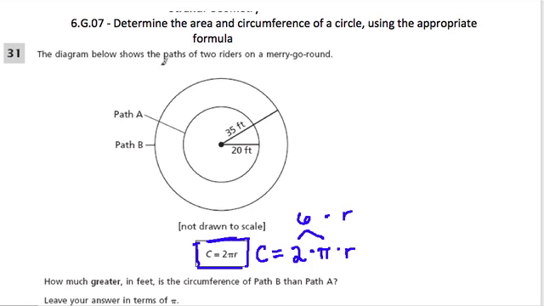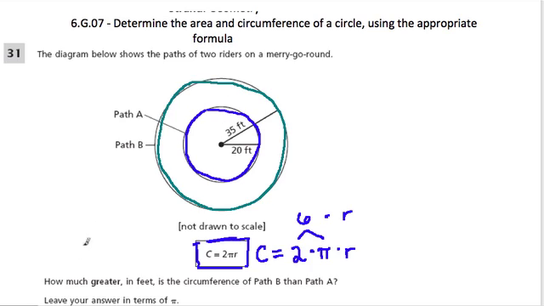The diagram below shows the path of 2 riders on a merry-go-round. So here we have path A, this smaller circle, and then path B, this larger circle right here. And the paths here are just the circles themselves. I don't think we're dealing with the space in between. And what do we want to do? How much greater in feet is the circumference of path B than path A? Okay, so let's find the circumference of each and then compare them, and maybe we'll even see a nice observation.